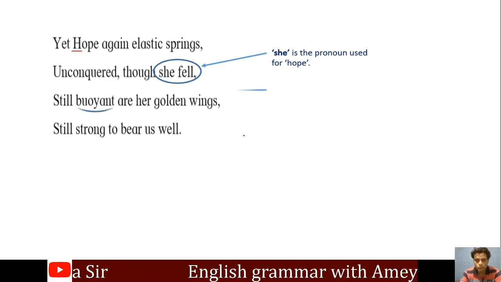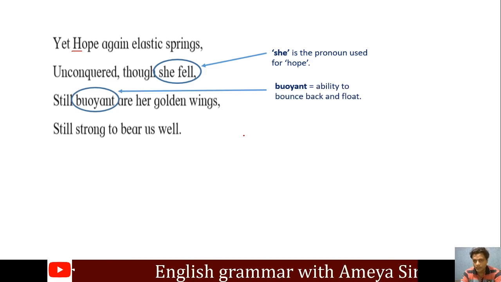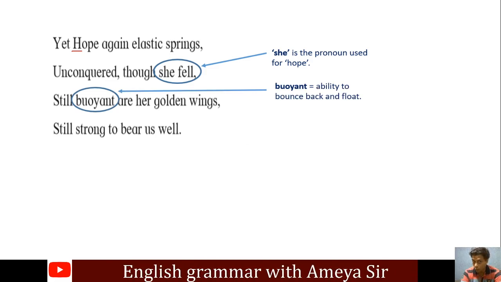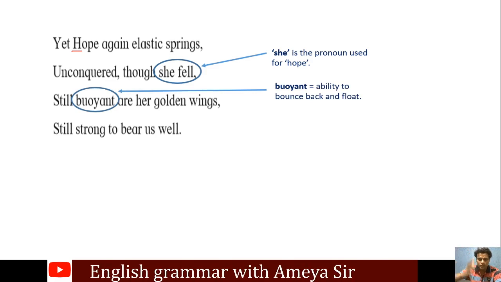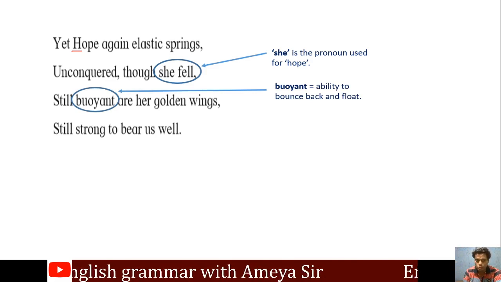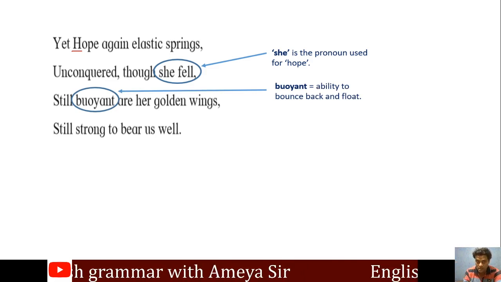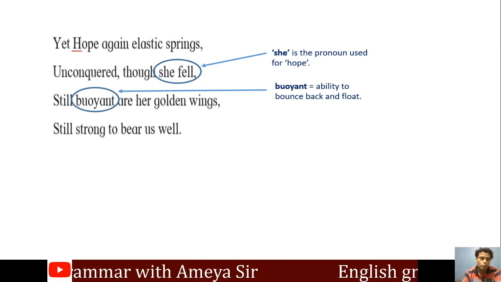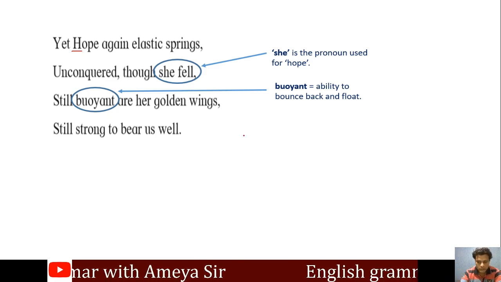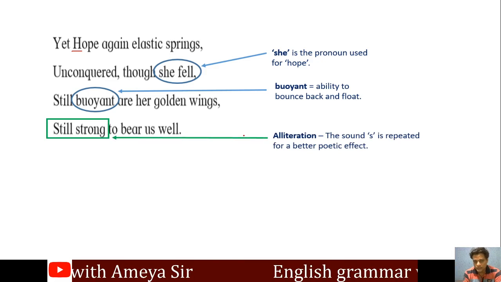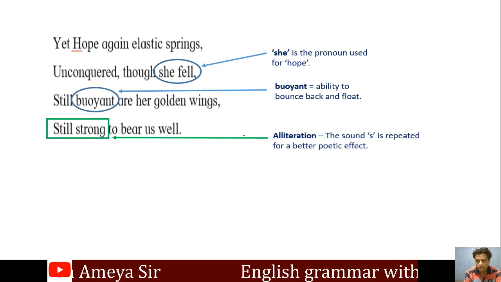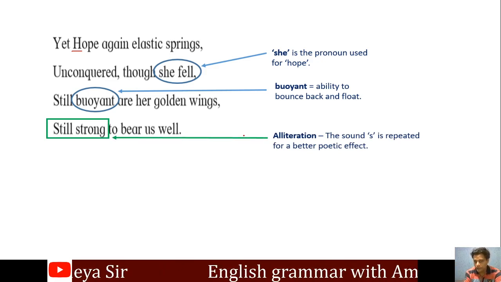What else is there to study here? Buoyant, the ability to bounce back and float. Remember buoyancy. This is not B-O-Y, guys. It's B-U-O-Y-A-N-T. Buoyancy, buoyant. Ability to bounce back and float. You would notice this is alliteration. In the last line, the sound S is repeated for a better poetic effect.